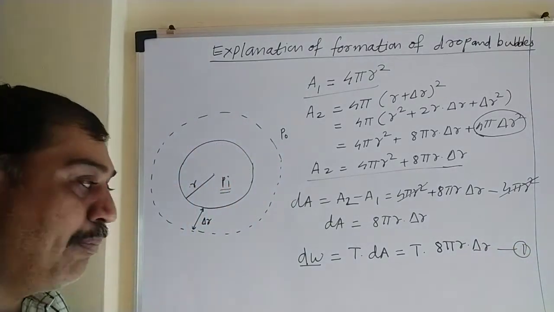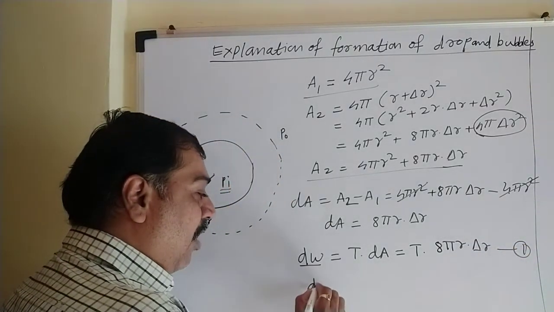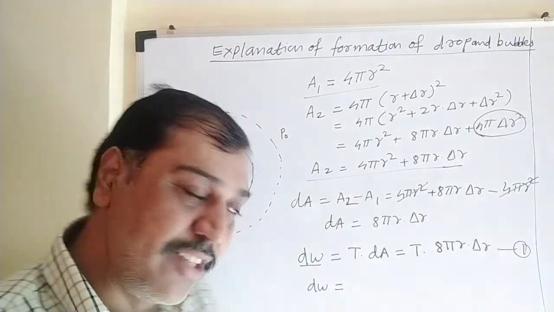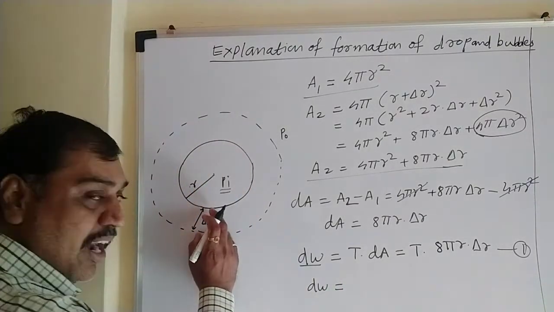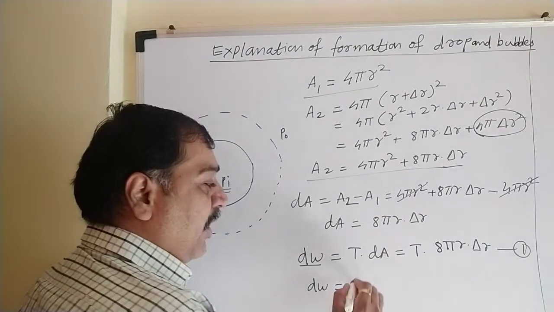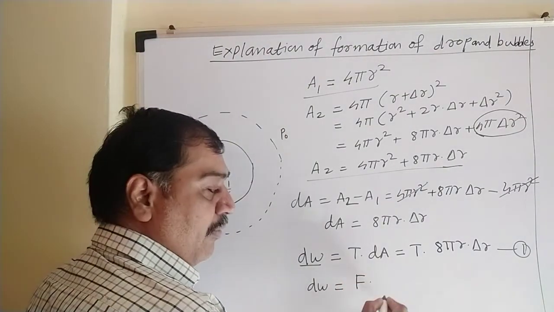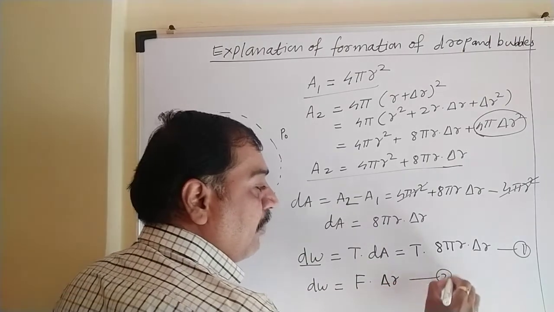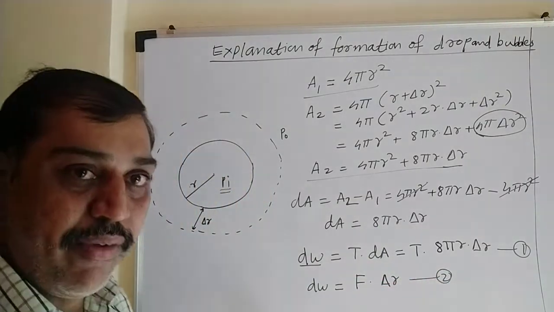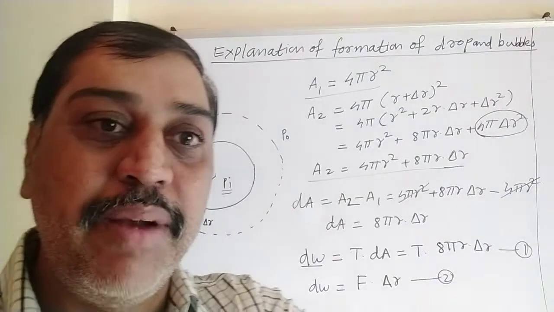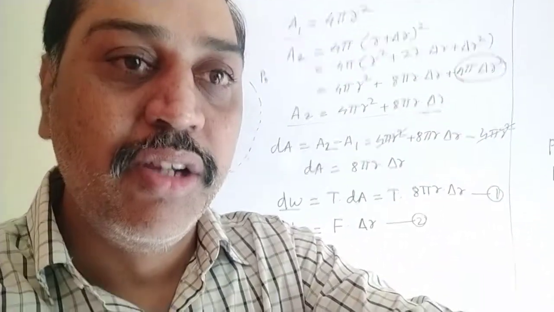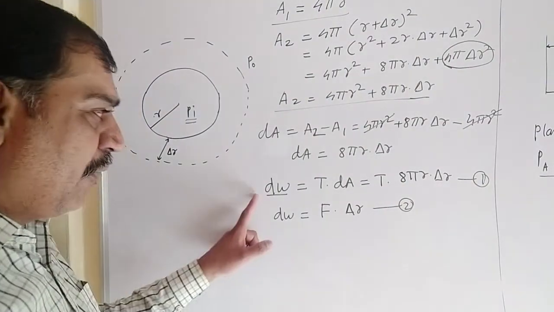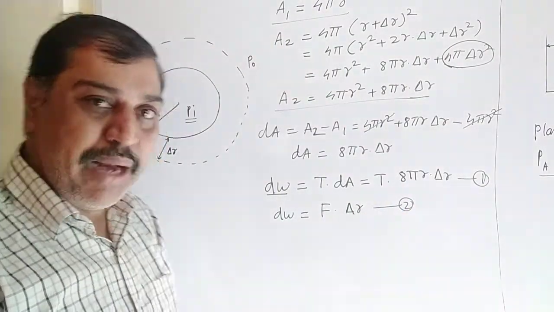Again, by the formula for work done: work done is force into displacement. Displacement is delta r. Suppose the force is F. So dW equals F into delta r. Suppose this is equation 2. So force into displacement is again the work done, and we have written that value here also. Now we get work done from equations 1 and 2, and the left hand side is the same.